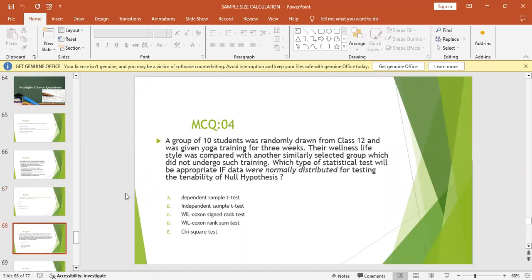Fourth MCQ: A group of 10 students were randomly drawn from class 12 and was given yoga training for 3 weeks. Their wellness lifestyle was compared with another similarly selected group which did not undergo such training. Which type of statistical test will be appropriate if data were normally distributed for testing the tenability of the null hypothesis? Dependent sample t-test, independent sample t-test, Wilcoxon sign rank test, Wilcoxon rank sum test, or chi-square test.